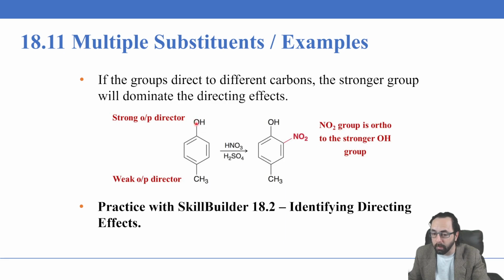Since the OH group here is the stronger director, it's going to direct to the ortho positions. The methyl group is also an ortho-para director, and can install at the para, but the OH group is there. It will also want to go to its ortho positions. But since the OH group is the stronger director, if we do an installation of a nitro group, for example, this is going to go ortho to the OH.